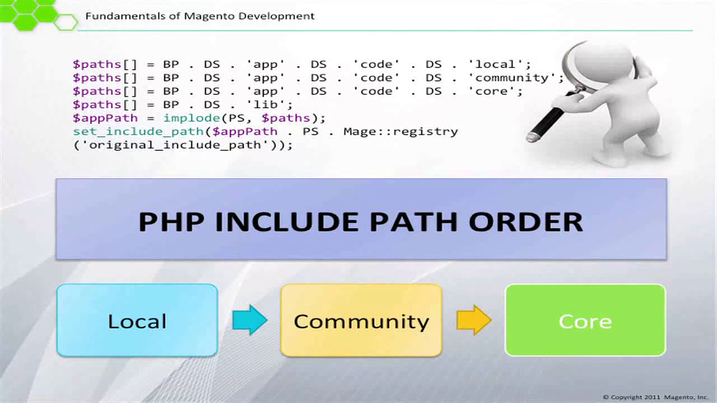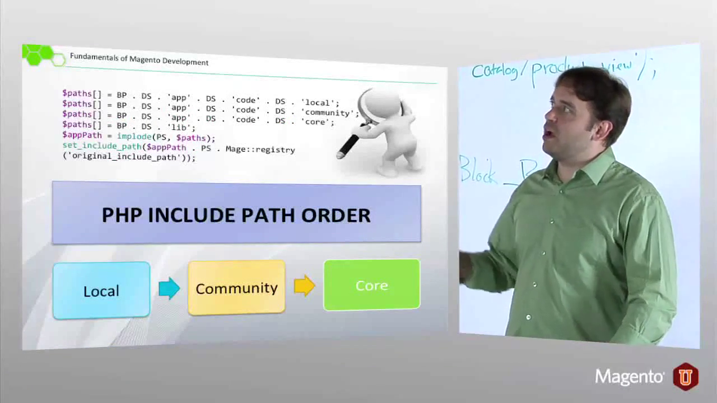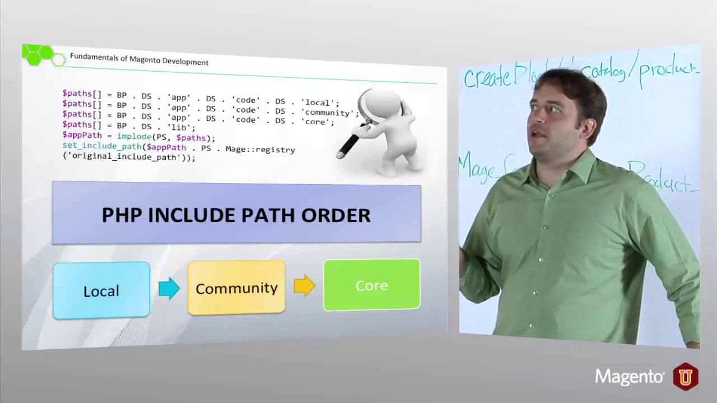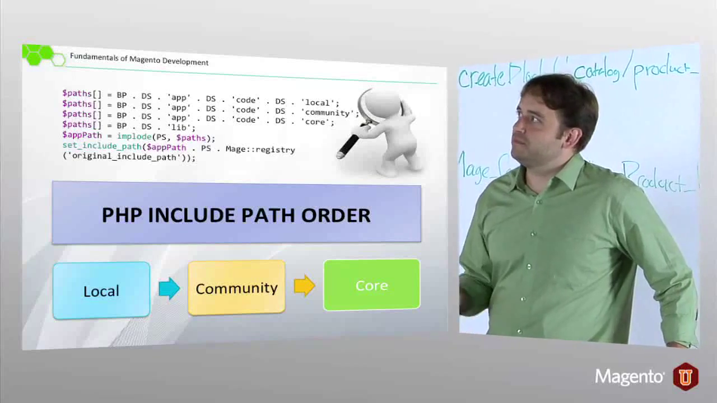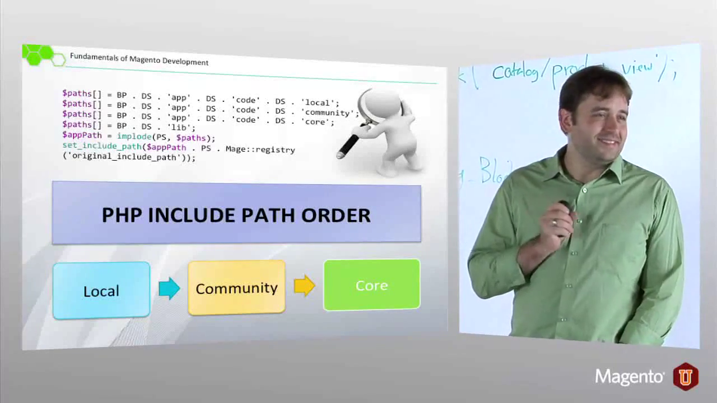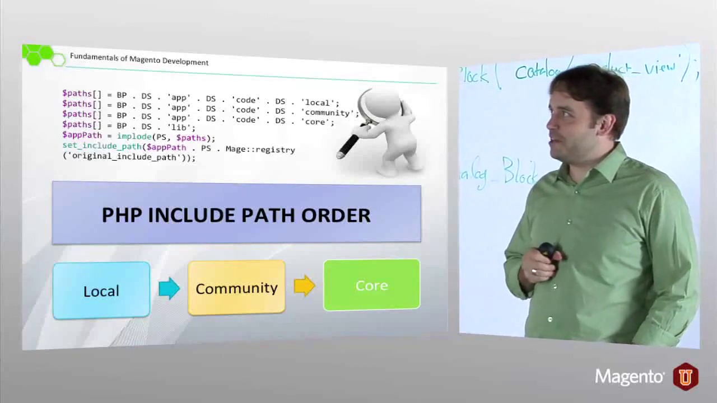Now, you remember this. This is from app Mage.php. This was the part at the top. So this include path order, the order of precedence, local, community, core. Again, that's where this comes from. It's just simply the order in which we build out this array, and then the string. Yeah, it's that easy. Any questions? Okay, you guys are doing well.